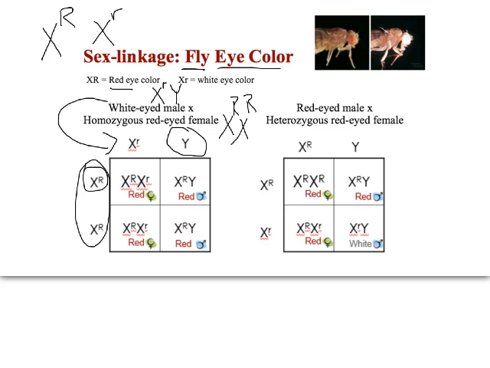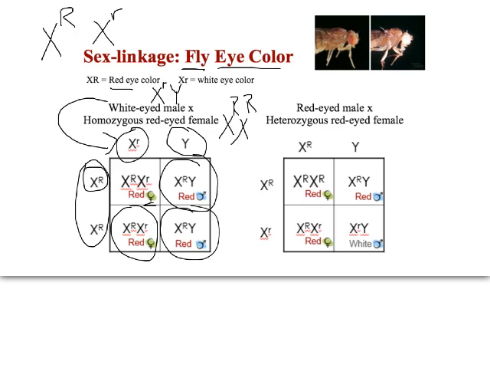So you can see the offspring. If this allele and this allele combine, I'll get a red-eyed female. That symbol right here means female because there's two X's. I can get a red-eyed male because I only have the capital R present and there's a Y. I can get another red-eyed female or another red-eyed male.